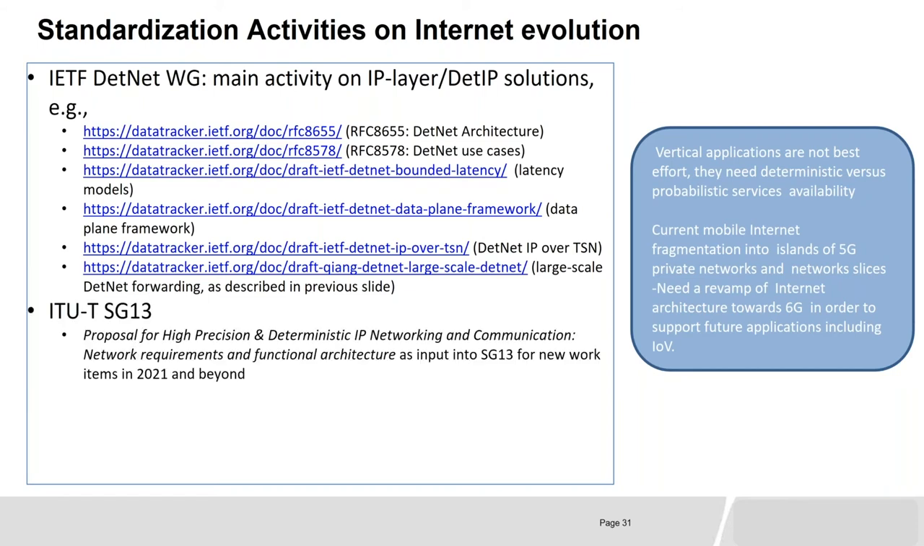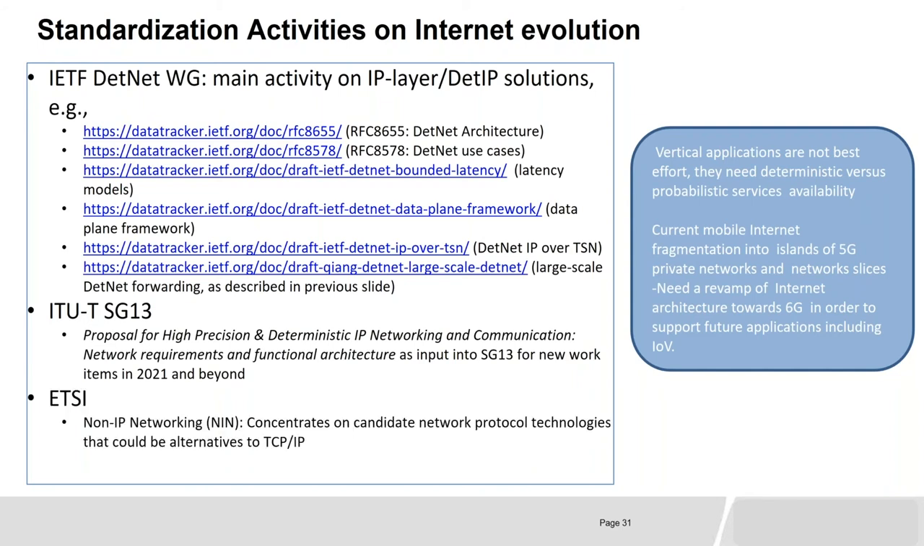So the IETF DetNet working group is focusing on deterministic networks, but not multi-domain networks, basically a network within a campus or an intranet or manufacturing. So this is not looking at a wide area deterministic network. The ITU has a working group that also has a proposal for high precision deterministic IP networks. So this is another ongoing work.